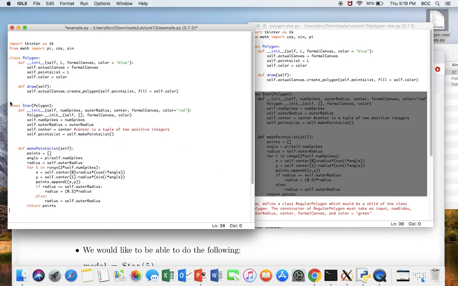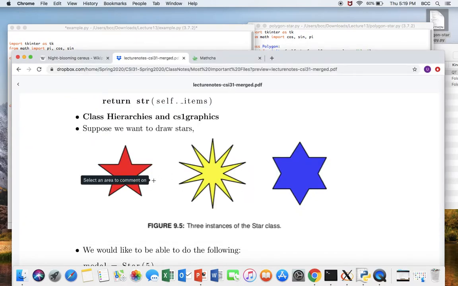Okay, so notice that first for a star, if a star has 5 spikes, 1, 2, 3, 4, 5, then the polygon has 10 points: 1, 2, 3, 4, 5, 6, 7, 8, 9, 10. Likewise, for any star, this star has 6 spikes. How many points in all does the polygon have? Starting from here, 1, 2, 3, 4, 5, 6, 7, 8, 9, 10, 11, 12.